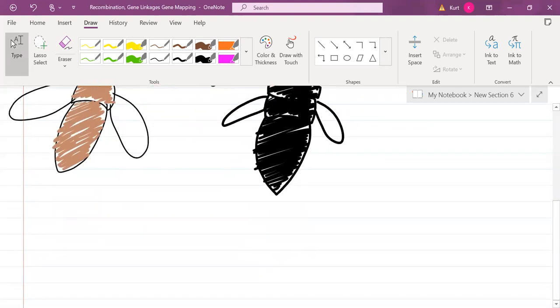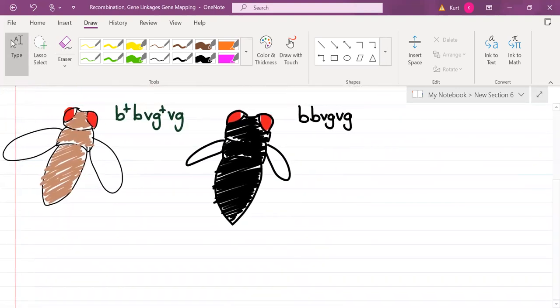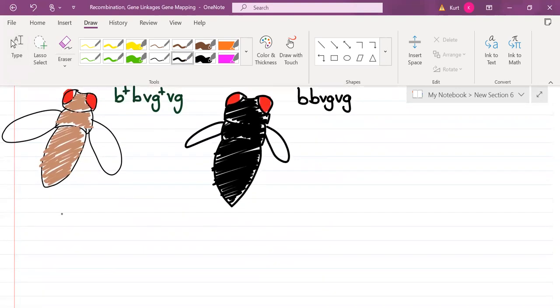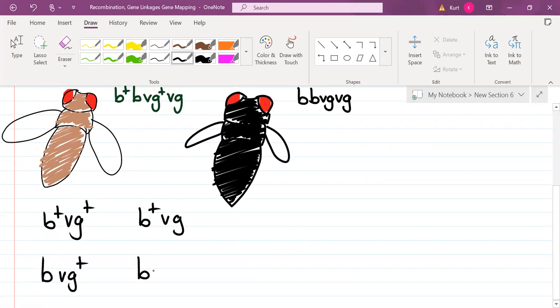Okay, for the tan fly, here are the possible combinations. You do the foil method. Dominant, dominant, that could be one, like sperm or egg. Dominant, recessive, that could be another. Recessive, dominant, that could be a third. And recessive, recessive, that could be a fourth.